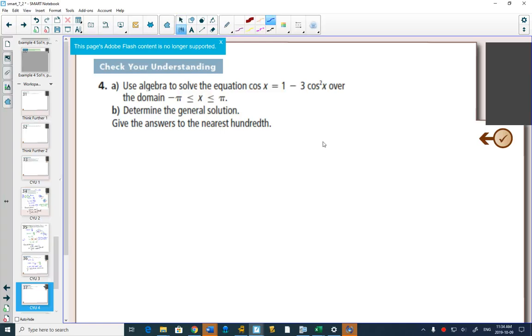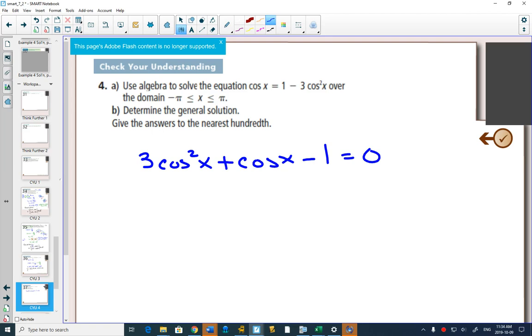Use algebra to solve the equation cos x equals 1 minus 3 cos squared x. Again, we have a quadratic equation like we had in question 3, but this time we have another cos. So what we're going to do is say, well, in grade 11, when we had quadratic equations, we moved everything over to one side. So I'm going to add 3 cos squared x and subtract 1 on one side and make it equal to 0.